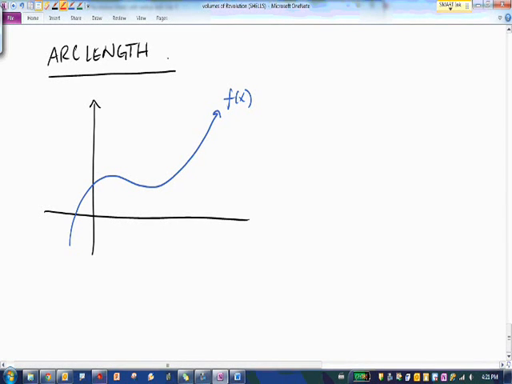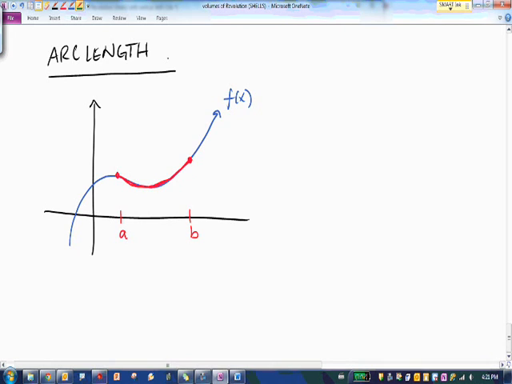Okay, so we're going to go through a lesson that's pretty straightforward, so in fact we'll only do one example at the end. So the question we want to answer is: if I have this interval a to b, and I walk along this curved path along f of x from a to b, what is the length of this curved line if I were to straighten it out?